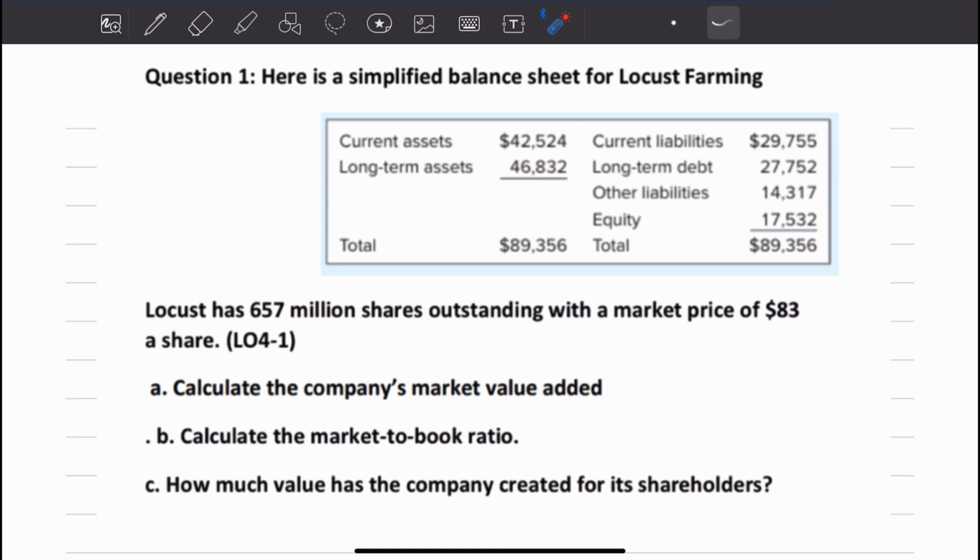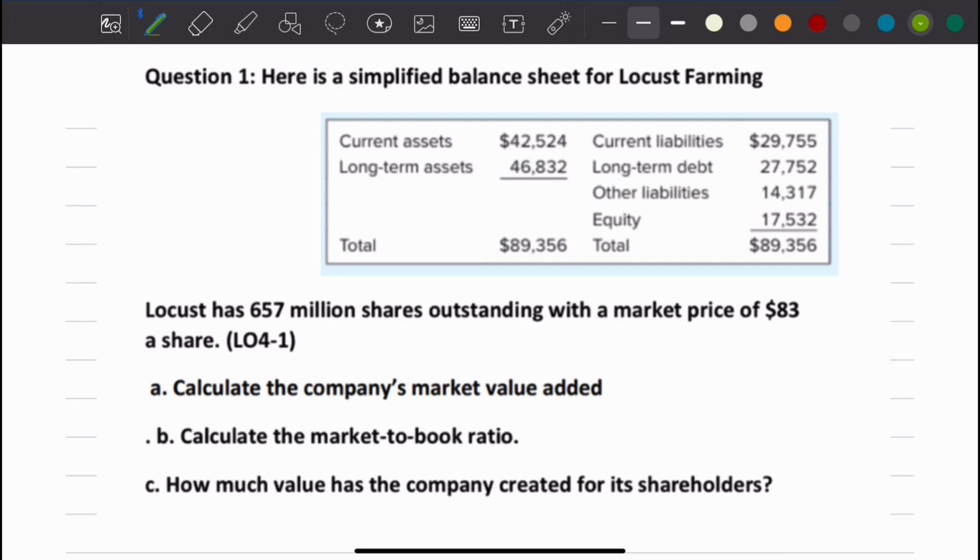It says, here is a simplified balance sheet for low-cost farming. And then you have this screenshot of a partial balance sheet. And then it says, Locust has 657 million shares outstanding with a market price of $83 a share. Now, what's required here? A few things. A, calculate the company's market value added. Okay, so let's start with that.